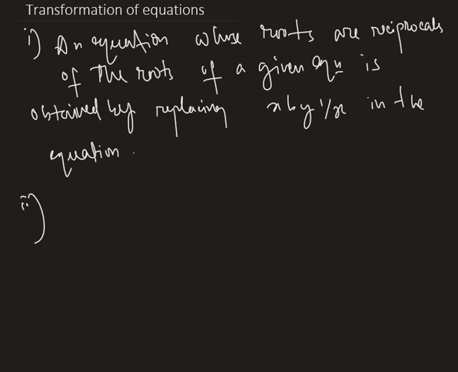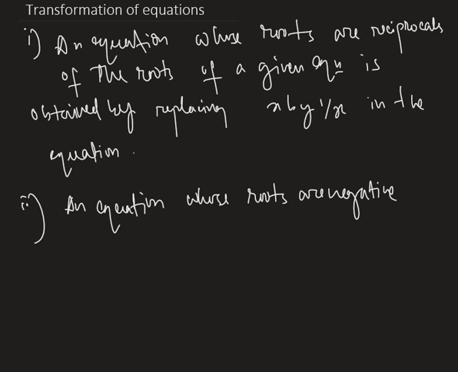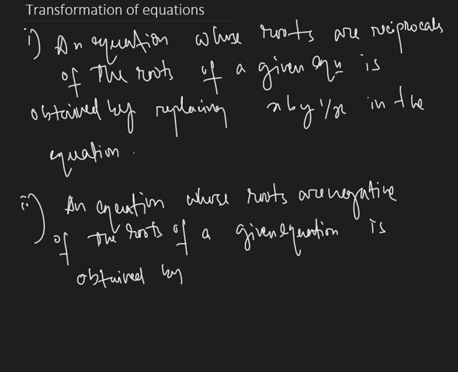Now the second point. An equation whose roots are negative of the roots of a given equation is obtained by replacing x by minus x in the given equation.